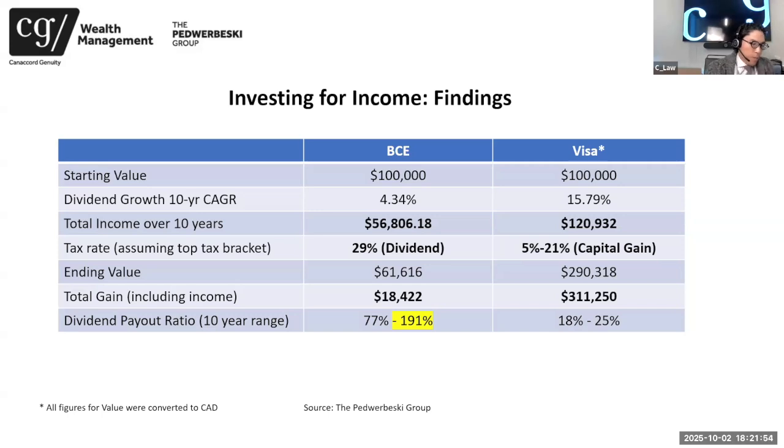In fact, from 2020 to 2025, Bell Canada was paying out more in dividends than the company was earning. So a couple of key points we wanted to mention: not only did we receive higher income from Visa, more than double, the income was taxed at a lower rate, and the ending value of our position is almost 4 times higher.